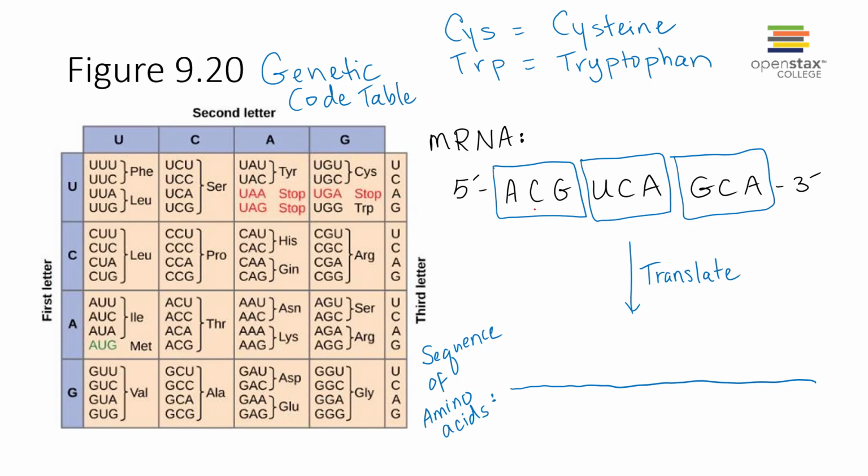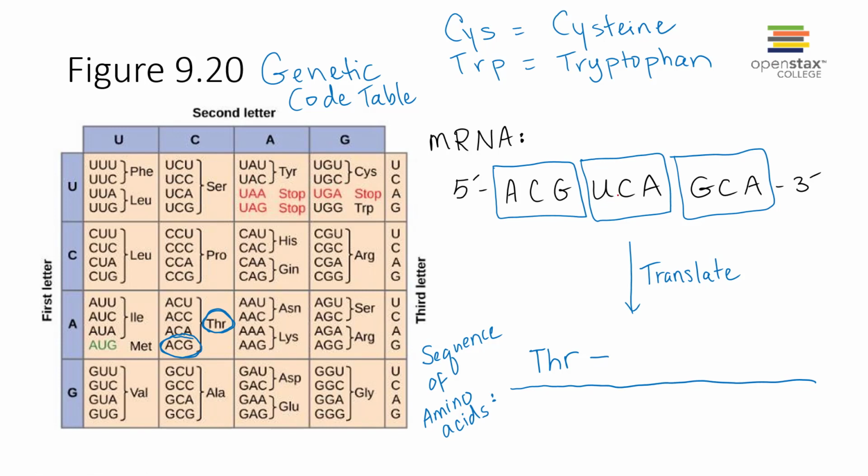So the first one is ACG. Here it is. I'm going to circle it. So ACG codes for this amino acid. THR is the abbreviation. The full name is threonine. THR is what I would write. And then we always just make a little dash because this is actually going to be a type of covalent bond between these amino acids. That's what's going to happen.